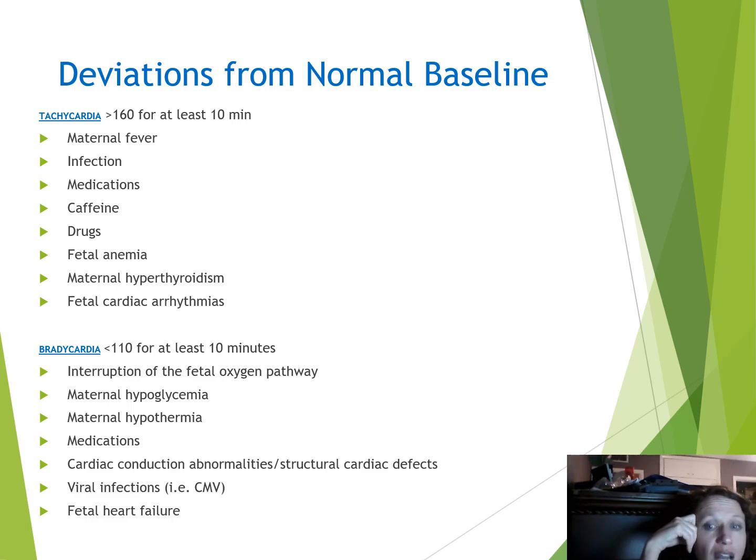Medications, so anything that speeds her up can definitely speed up baby. Medications like terbutaline, actually, what we give in labor if we are trying to slow down or stop those contractions, can definitely cause mom's heart rate to raise and will cause baby's heart rate to raise as well. Caffeine. Like I said, anything that speeds her up will speed up baby. Fetal anemia. You know how if an adult patient is anemic, tachycardia is one of the main causes. It's the same thing for a baby. So you would see fetal anemia, maternal hyperthyroidism, and fetal cardiac arrhythmias.